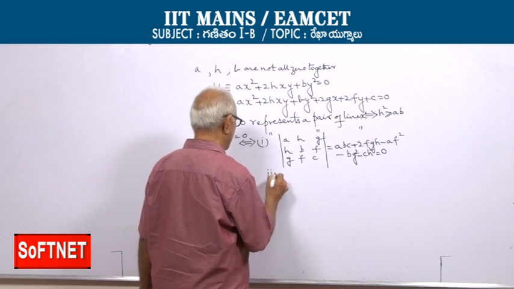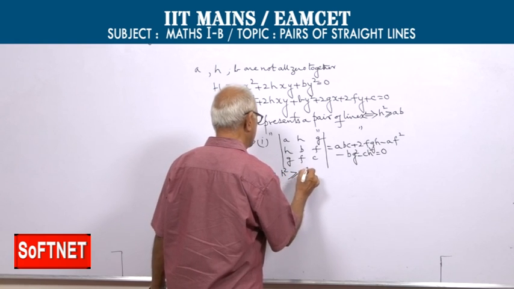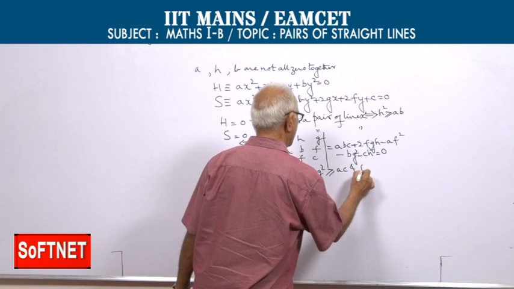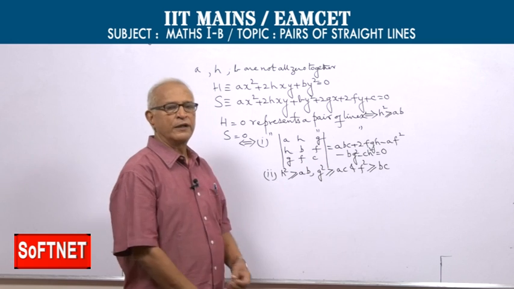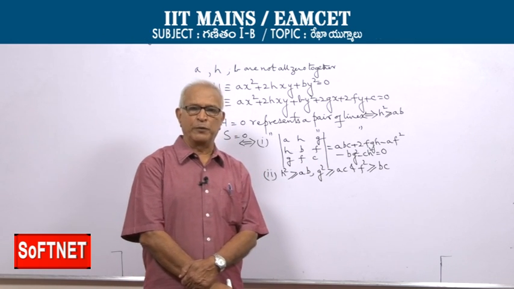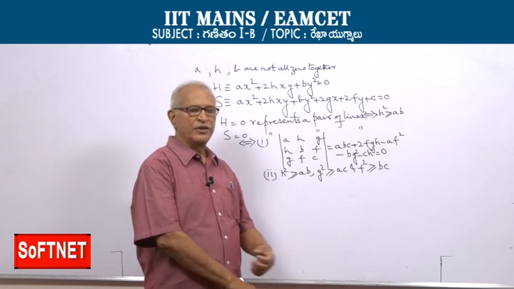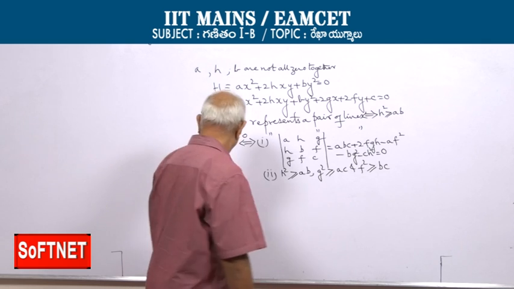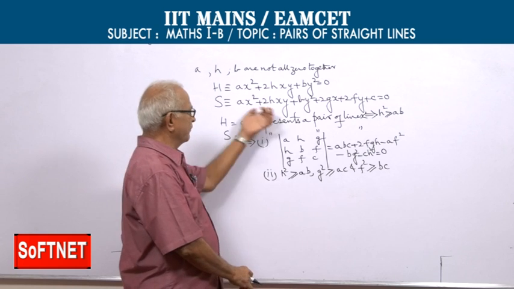Second, another set of auxiliary conditions: h square greater than or equal to AB, g square greater than or equal to AC and f square greater than or equal to BC. ఈ రెండు సెట్స్ ఆఫ్ కండిషన్స్ సాటిస్ఫై అయినప్పుడు మాత్రమే S equal to 0 ఒక పేర్ ఆఫ్ స్ట్రైట్ లైన్స్ రిప్రజెంట్ చేస్తుంది. బోత్ దీస్ కండిషన్స్ ఆర్ నెసెసరీ అండ్ ఆల్సో సఫిషియంట్. సో దట్ ఈజ్ ది ఫస్ట్ పాయింట్. Let us postpone the discussion of the second equation after we finish the first equation.